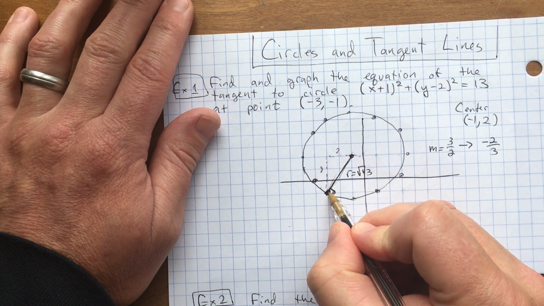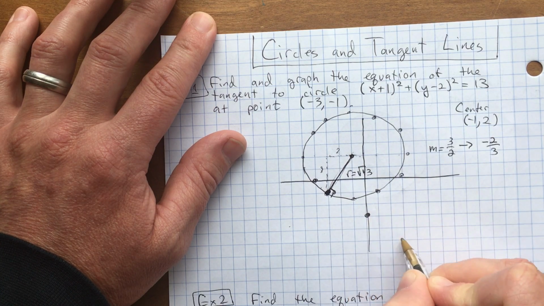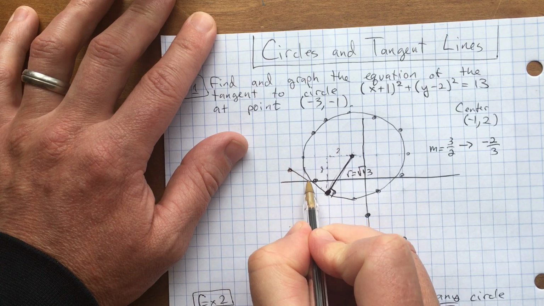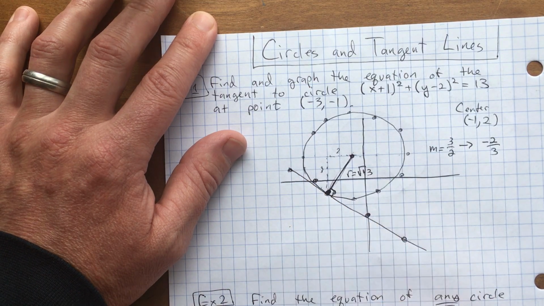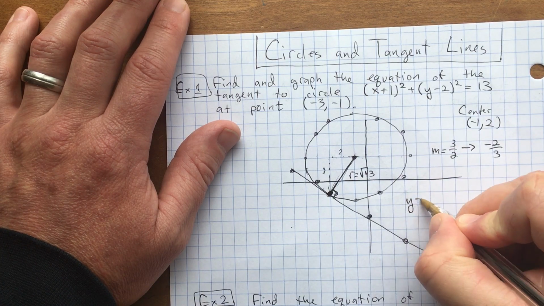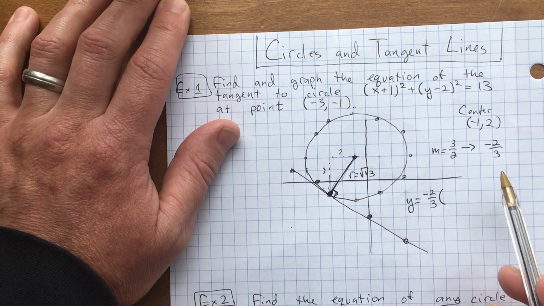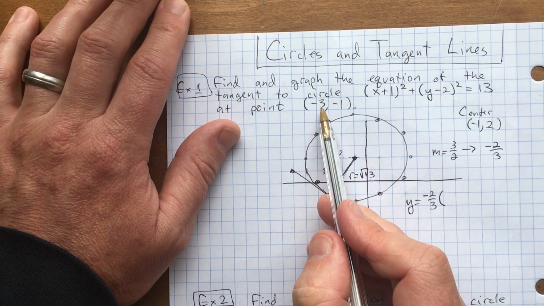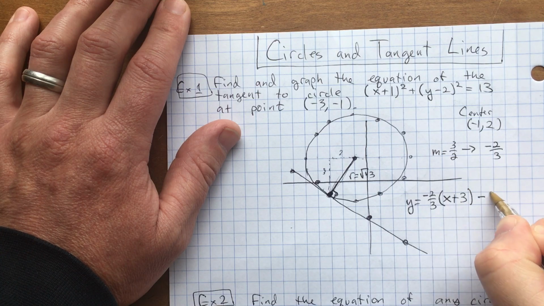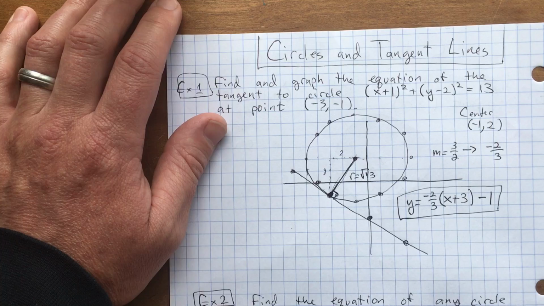So from that point to graph it, I'll go down 2 over 3, down 2 over 3, or I could go up 2, back 3. And then I'll just carefully connect those points, and look what I get. Voila, I get a tangent line. I haven't actually given the equation of the line yet. Let's just say it's y + 1 = −2/3(x + 3). I used point-slope form because it goes through the point (−3, −1).